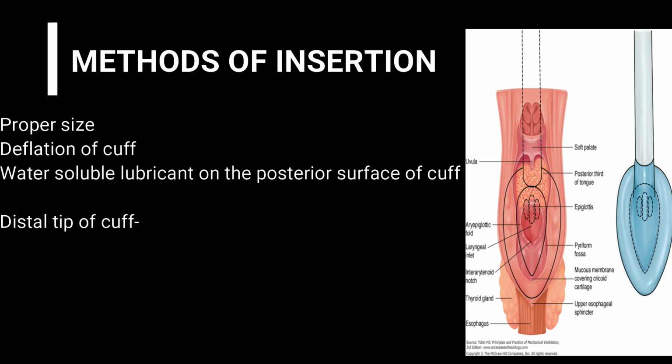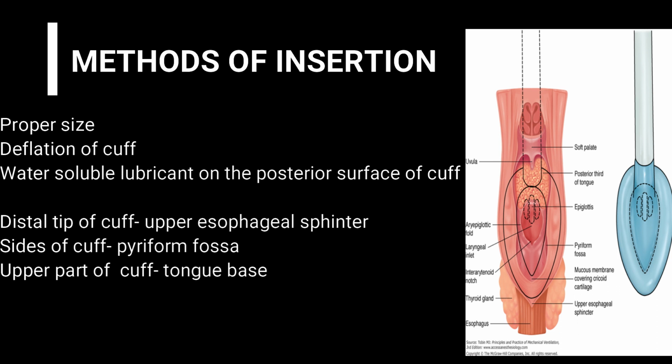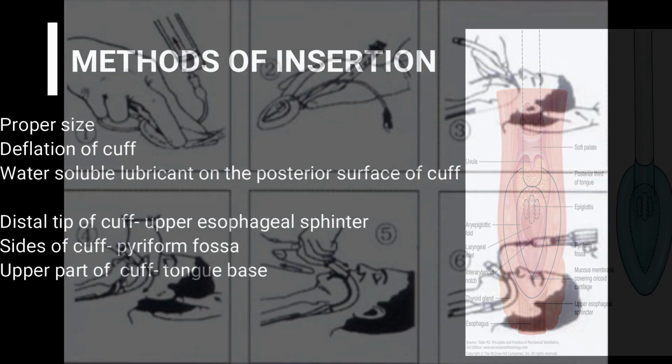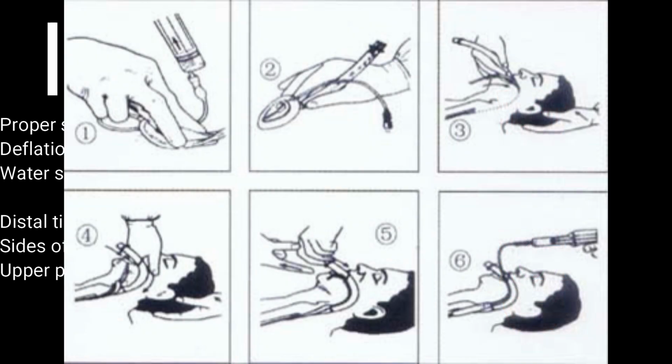Methods of insertion. The LMA should be of the proper size. The cuff should be deflated. The water-soluble lubricant should be applied on the posterior surface of the cuff. The distal tip of the cuff should sit at the upper esophageal sphincter, the sides of the cuff in the piriform fossa, and the upper part of the cuff on the tongue base.